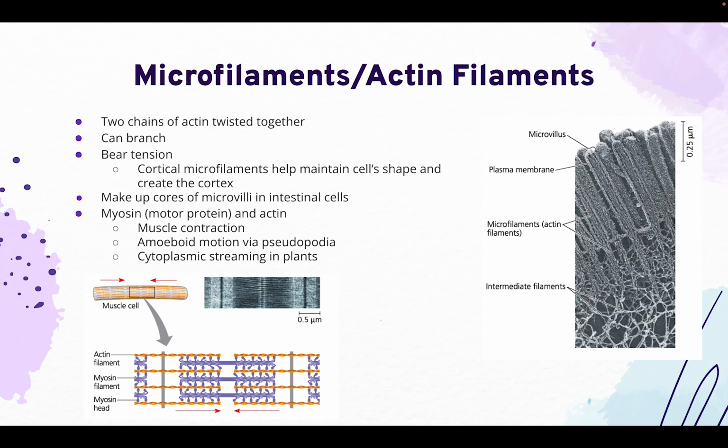They also make up the cores of microvilli in your intestinal cells. If you see here, this is a microvillus, and you've got some actin in the middle. That's a nice one to know. And lastly, maybe the most important function you hear about, you have actin and myosin, a motor protein, which helps with muscle contraction. Your actin filament is kind of fixed, and myosin filaments walk along the actin, and that helps create muscle contractions.